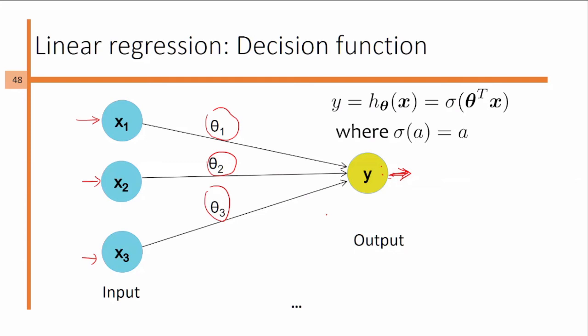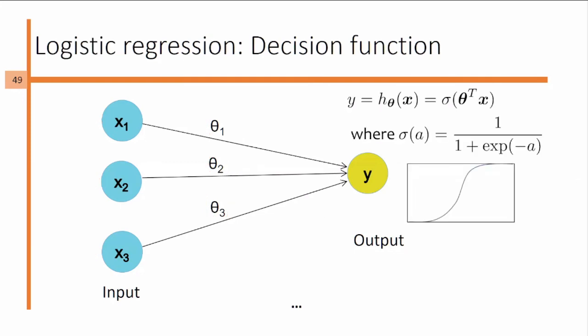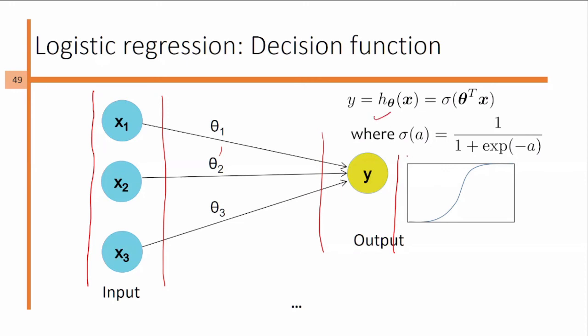Similarly, if you look at logistic regression, again we have two layers, the input layer and the output layer. The only thing is, here the hypothesis is different and the cost function is different.